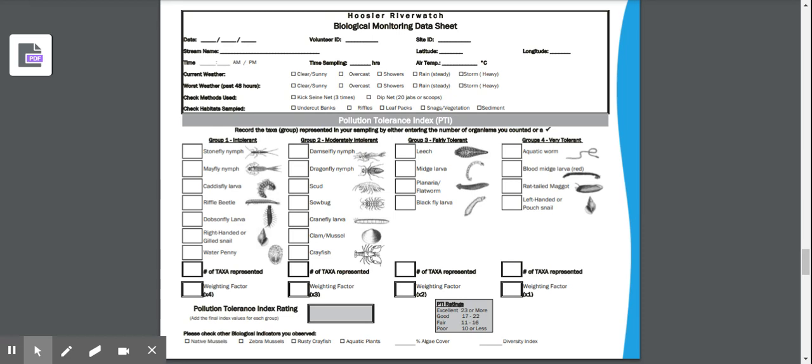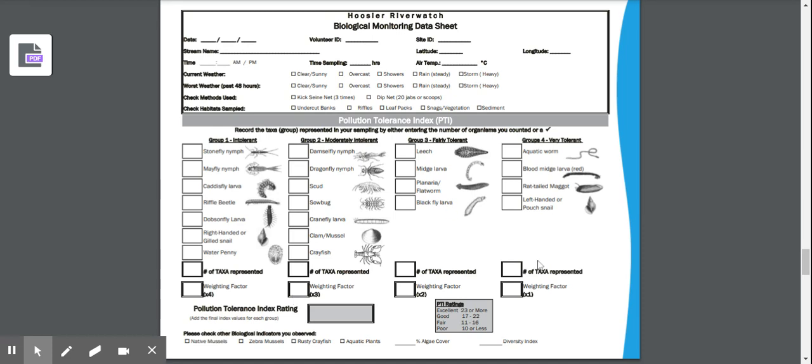So you multiply that by 4. Like however many taxa you see, so these are different taxa, you multiply that by 4. So we found 2 of these, so we multiply that by 4 and get 8. We saw 2 of these, so we multiplied it by 3 and got 6. So 8 plus 6 is 14.